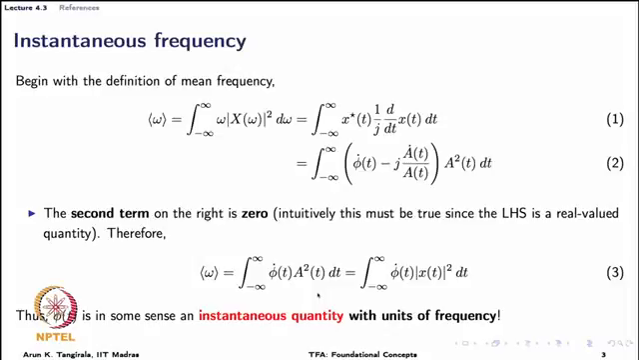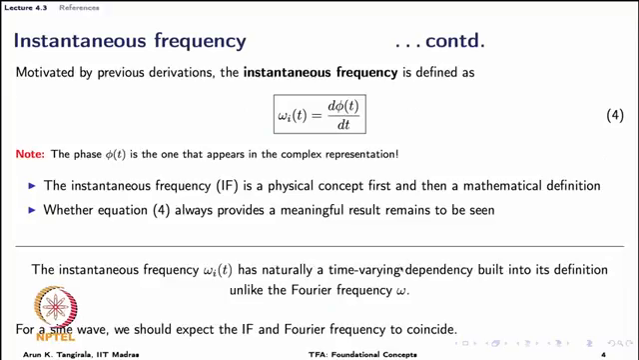In that perspective, instantaneous frequency is actually a physical concept. What we are trying to arrive at here is a mathematical definition. So, the instantaneous frequency or the local frequency, both these terms are used interchangeably in the literature, is the derivative of the phase of the signal. Now, again this phase comes from the complex representation of the signal that we have seen earlier as well.